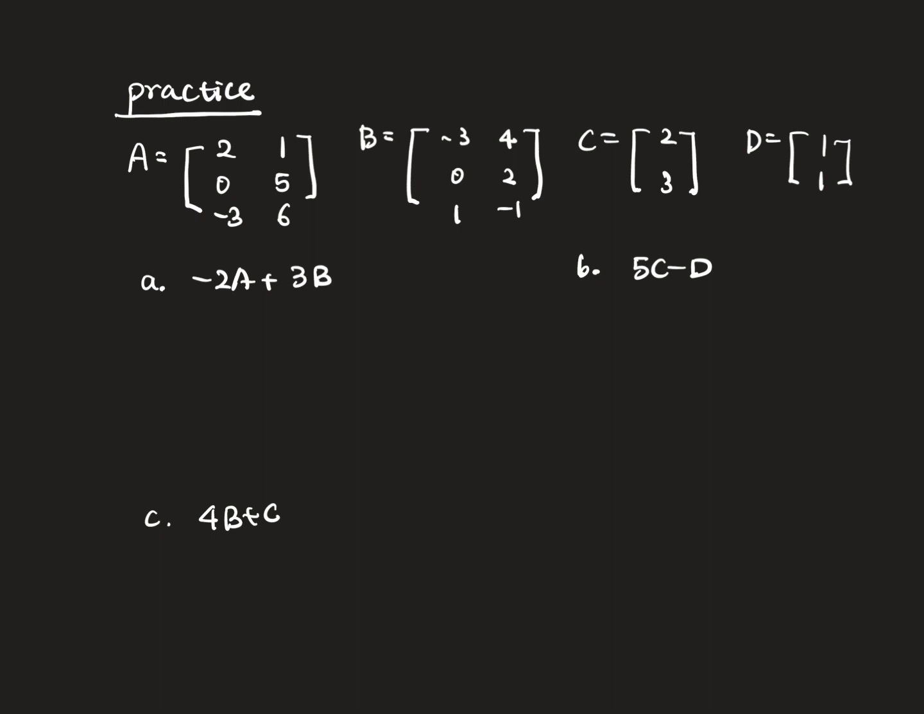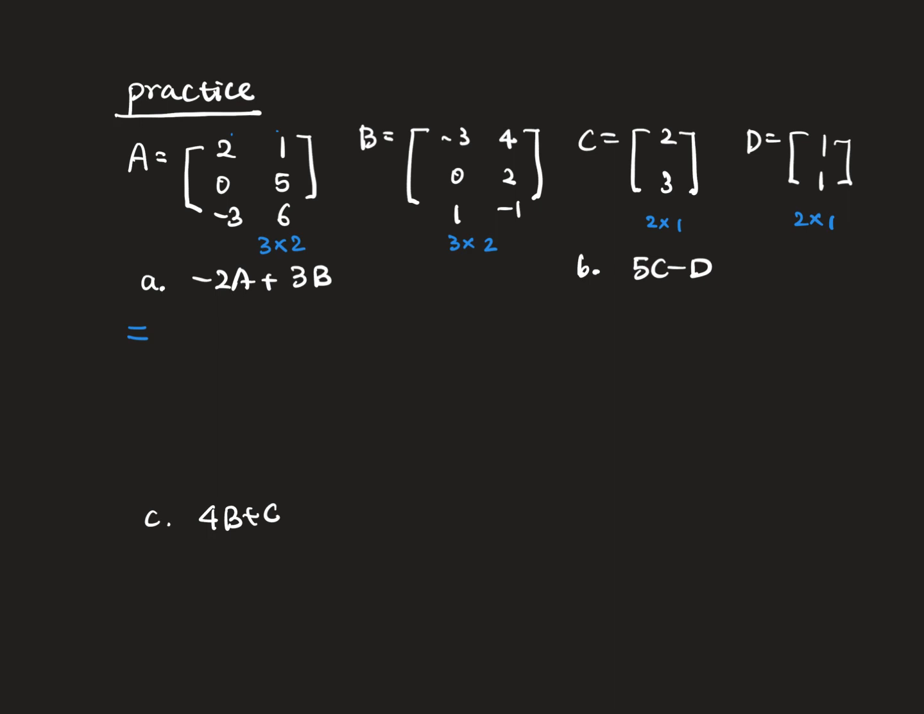Let's practice sum and scalar multiplication of matrices, guys. You can pause the video and do your own, all right? Okay, so let's do this one. Before you do addition or subtraction, check the size of each matrix, guys. Matrix A is 3 rows, 2 columns. How about matrix B? 3 times 2. How about C? 2 times 1. How about D? 2 times 1.